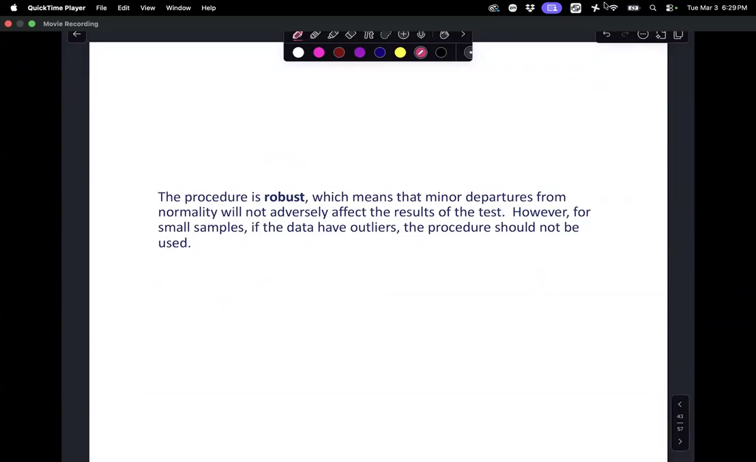as this says, this procedure is robust. Minor departures from normality will not adversely affect the results. We don't use this if we have small samples with large outliers. Don't worry about it, because any sample I give you, we're just going to assume normality and you're just going to do the math with it.